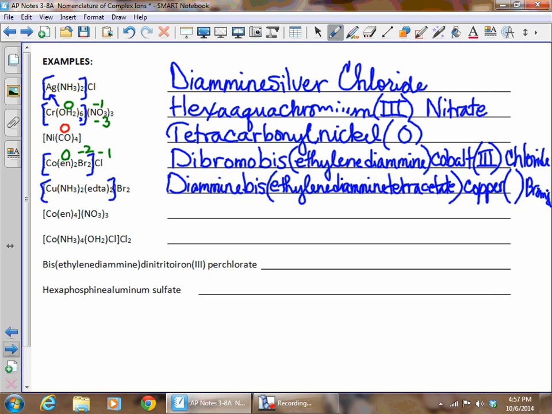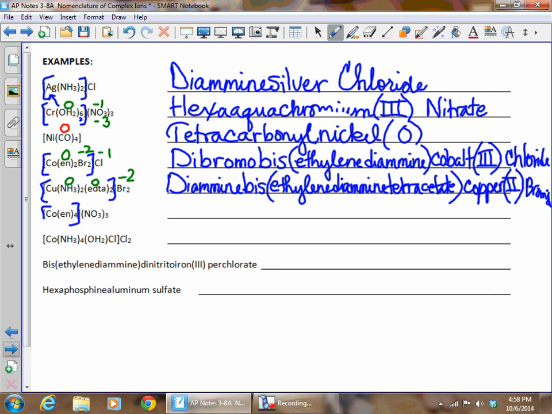Let's find our charges. Each of the bromines are -1, so that's a -2. EDTA and ammonia are both neutral, so it looks like copper in this case has to be a copper 2. So diamine bis ethylene diamine tetraacetate copper 2 bromide. Wow, you've seen those on packaging and things before, I know, but haven't ever named anything like this before.